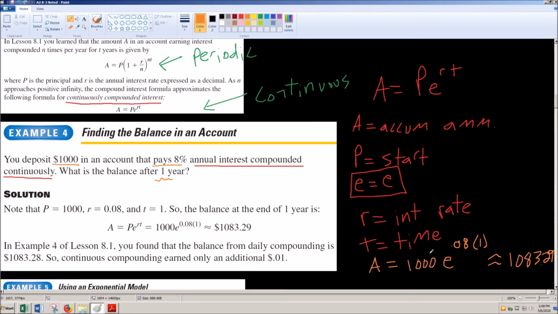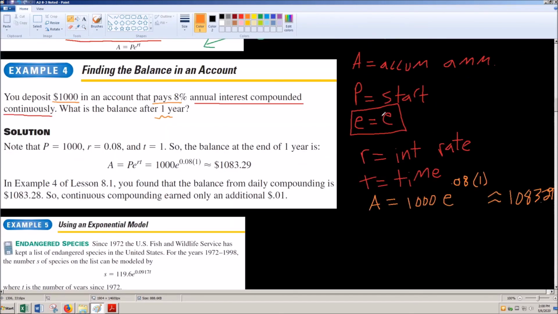So again, it just looks like this, and if I had 5 years, this t value here would be a 5. If it were 20%, then instead of being 0.08, it would be 0.2. If it were $2,000 to start with instead of 1,000, this would be 2,000 here. So very similar to what we were doing before, but now it's a new formula, P e to the RT. So deposit this amount, compound amount. Yep, cool.